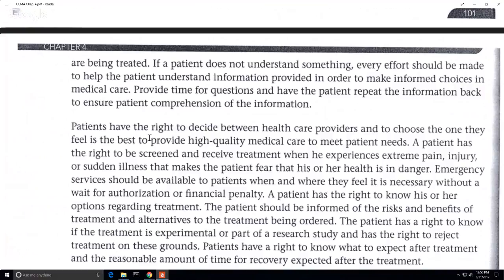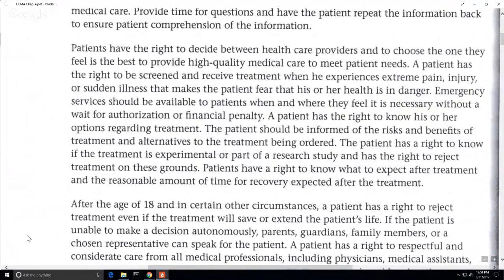A patient has the right to know his or her options regarding treatment. The patient should be informed of the risks and benefits of treatment and alternatives to the treatment being ordered. The patient has the right to know if the treatment is experimental or part of a research study and has the right to reject treatment on these grounds. Patients have a right to know what to expect after treatment and the reasonable amount of time for recovery expected after the treatment.